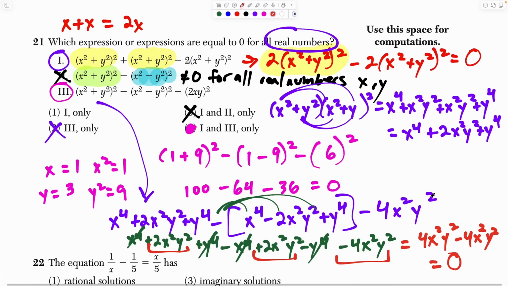But yeah, if that algebra is a little scary, then you just plug in, don't plug in x equals 1, y equals 1. Plug in not the most typical numbers here, like 1 and 3 should do the trick. But choice 4 is our answer.